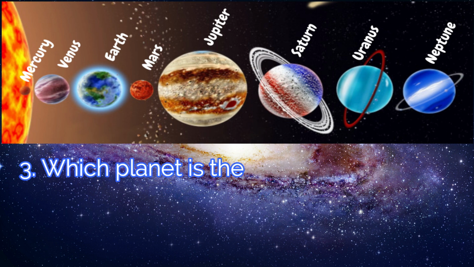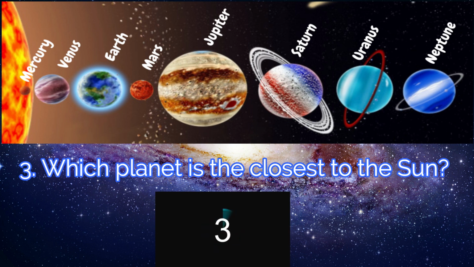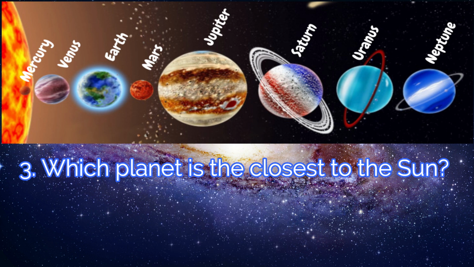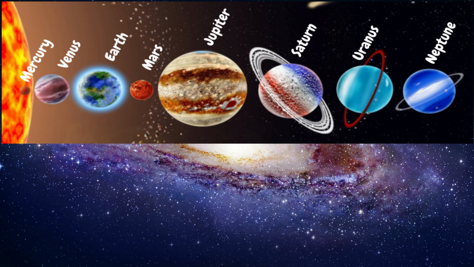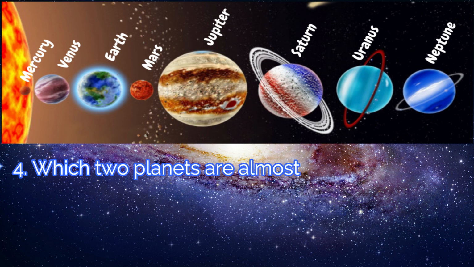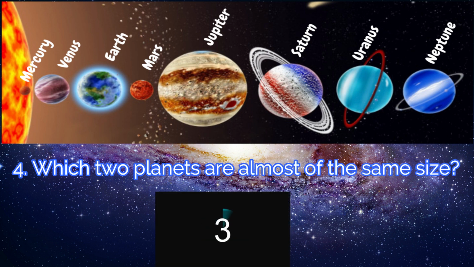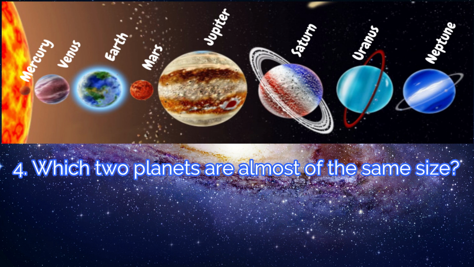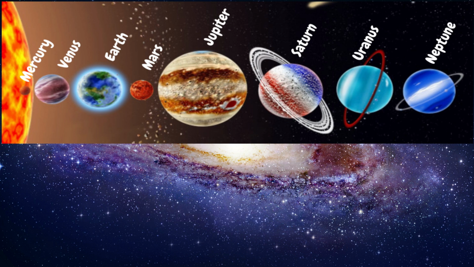Which planet is the closest to the Sun? Yes, it's Mercury. Which two planets are almost of the same size? Correct. It's Earth and Venus.